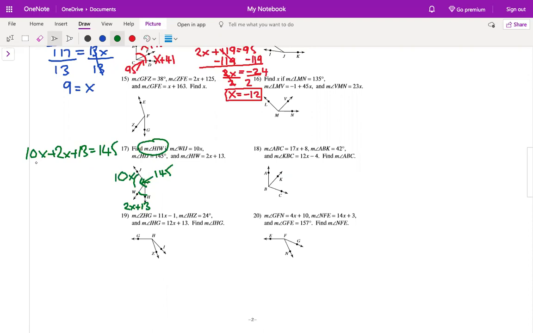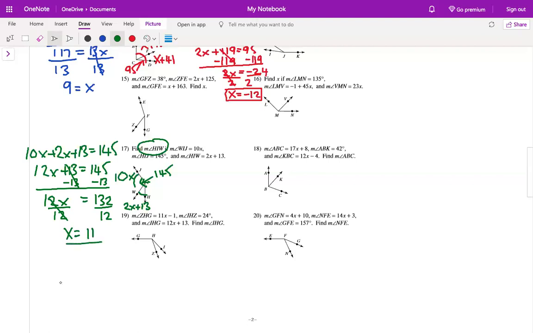So let's tidy this up. 10x plus 2x is 12x plus 13 equals 145. Let's subtract 13 from both sides. This cancels, so we're just left with 12x on the left, and 145 minus 13 is 132. So now we've got 12x equals 132, so let's divide both sides by 12. The 12s cancel, so x equals 132 divided by 12, which is 11.